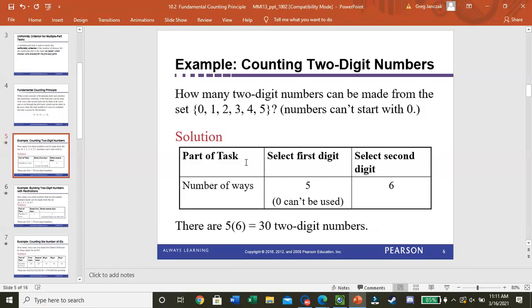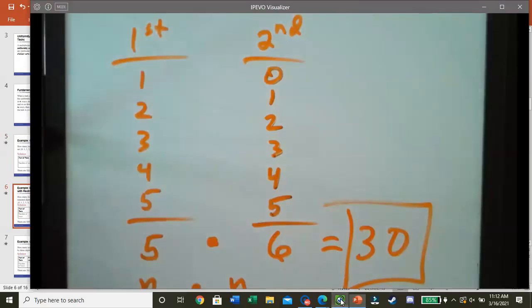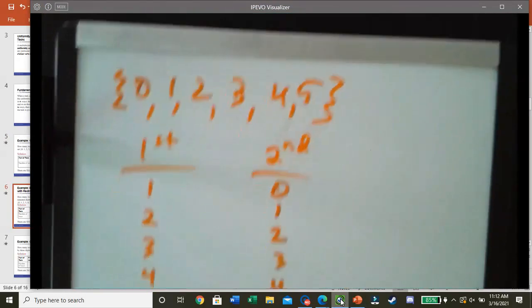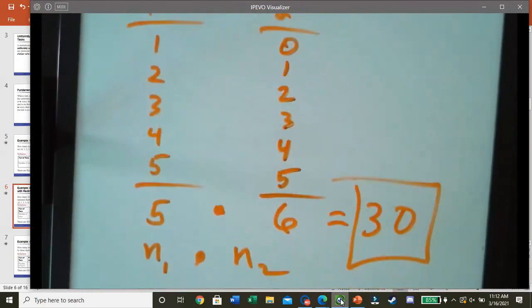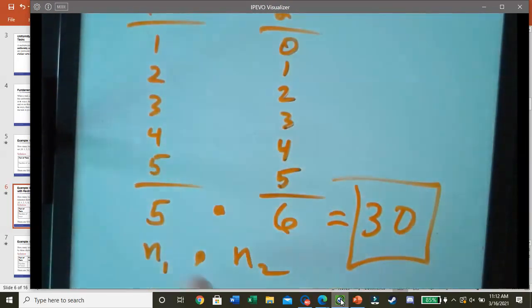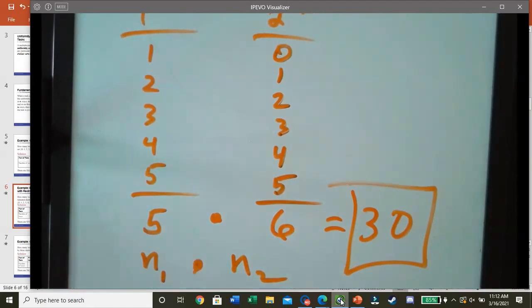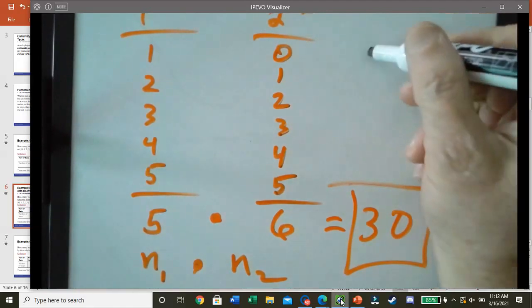Okay, how many 2-digit numbers do not contain repeat digits? So basically with this one, we said before that we cannot start with a 0, right? So it's still 1, 2, 3, 4, 5. Now, if we selected one of the numbers, right? Like, for example, if the number is 20 something.